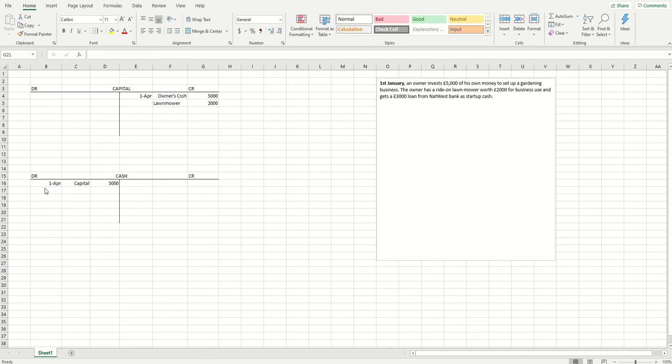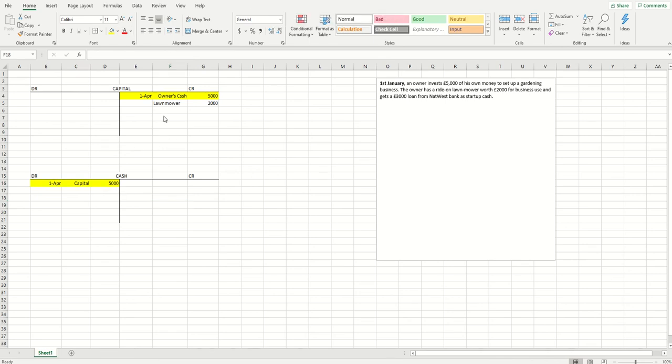And as we can see, we've recorded the £5,000 owner's capital on the debit side, meaning that that cash has been received by the business. And as you can see, we've now recorded this transaction as both a credit and as a debit. Now, you don't need to highlight them when you do it, but I'm just doing it so we can see what we've done.